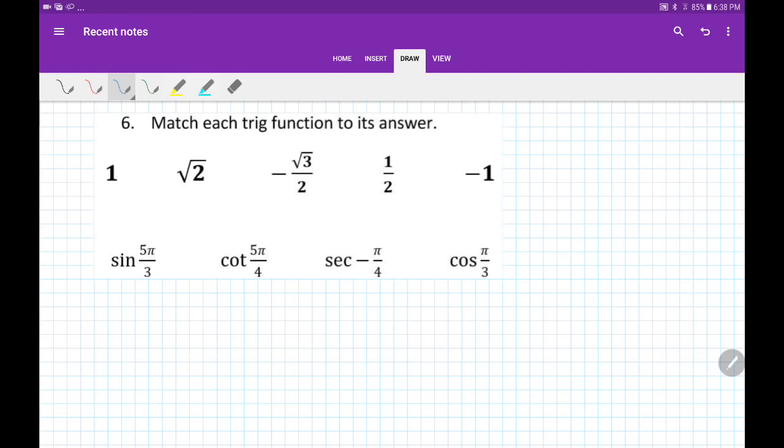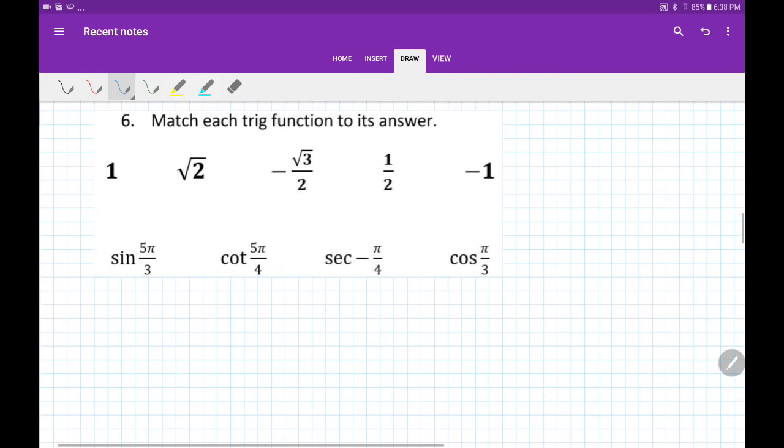Now 6 wants me to match each trig function with its answer. So there ain't no way around it. We really have to do each one of these problems. It's almost like 4 problems in one. If you use your unit circle, it's going to be easier, but I'm going to do it the long way and show you each step.